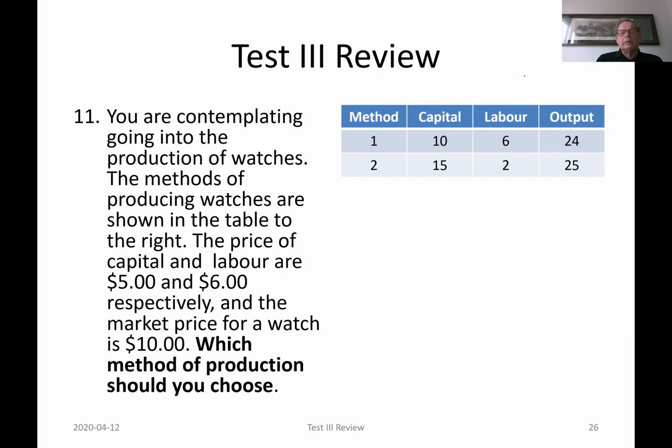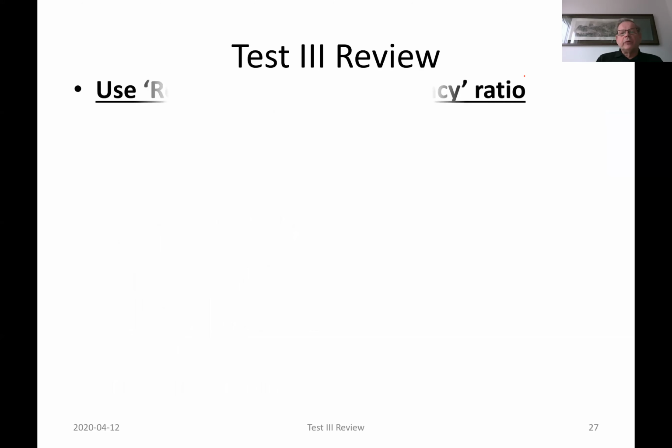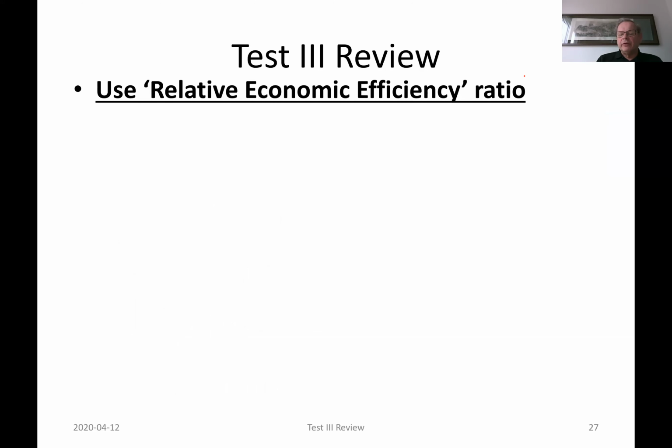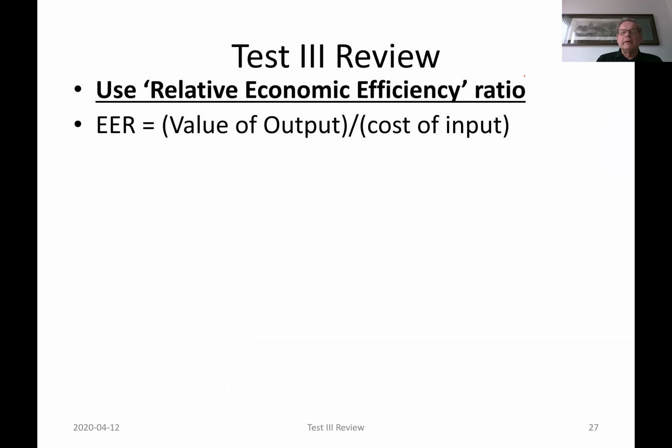Okay, here we will go. One of the things that we will do is use the relative economic efficiency ratio here, and that is the EER, which is equal to the value of the output divided by the cost of inputs. So we will have to multiply the output by whatever the sales price is, do the addition and multiplication and addition to find the cost of the input.